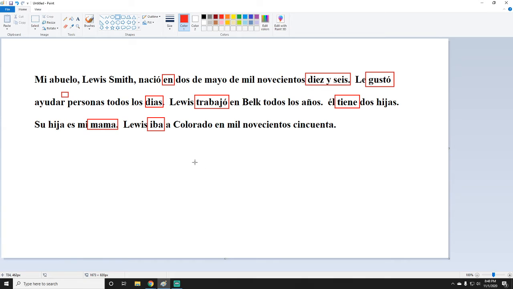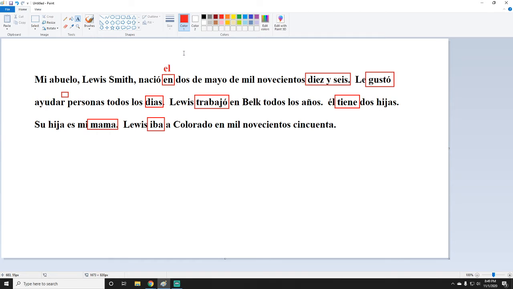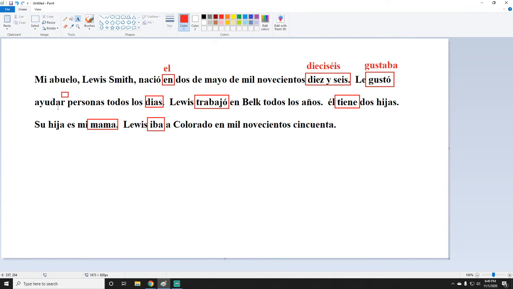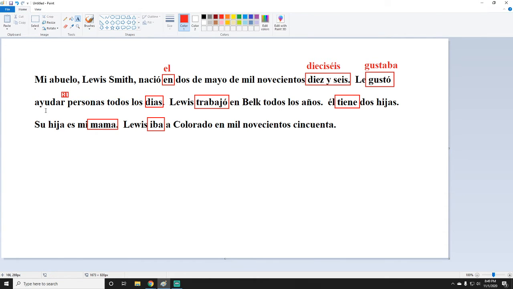Luis iba a Colorado en 1950. All right, so these are really good examples of what to look for. And I'll even show you what it should say. Mi abuelo Louis Smith nació el 2 de mayo. Was born the 2nd of May. 1916 is written like this. Le gustó should be le gustaba because this was not in a moment. He used to like helping people. Ayudar a personas. So if you see a little box right here, it means there's something missing right there. Todos los días.